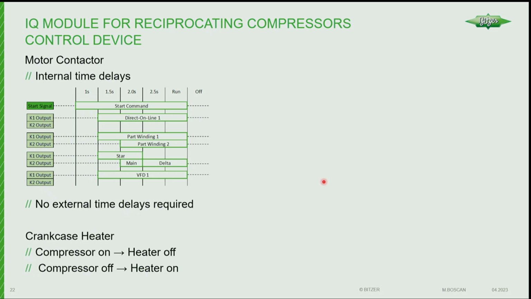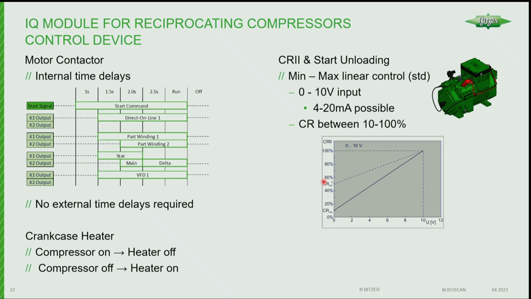So the last thing is the control of the CMRC, which is what we're going to focus on coming up. Again, we are not controlling the suction pressure. So the module needs to be told what capacity level it's looking to run at.